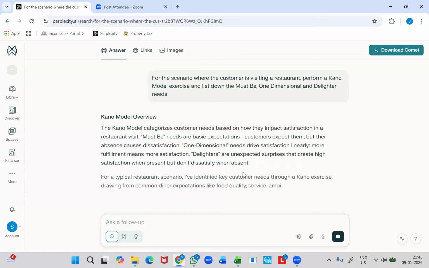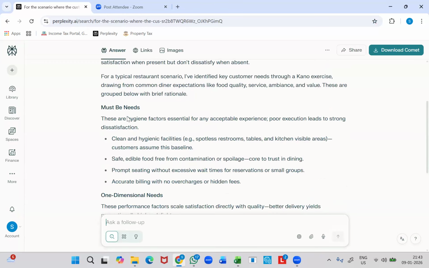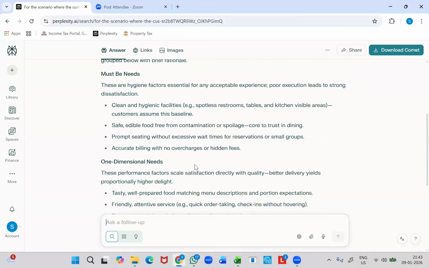So once I provide the prompt, the AI tool has given me the list of must-be needs. Most of them are pretty much what we discussed. Of course, the must-be needs would include clean and hygienic facilities, safe and edible food free from contamination or spoilage, prompt seating, the seating available, and accurate billing, right? The billing is also done without any mistakes.